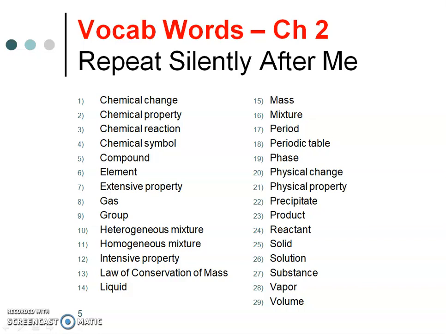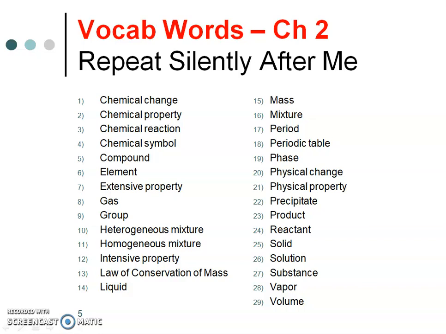Intensive property, law of conservation of mass, liquid, mass, mixture, period, periodic table, phase, physical change, physical property, precipitate, product, reactant, solid, solution, substance, vapor, volume.